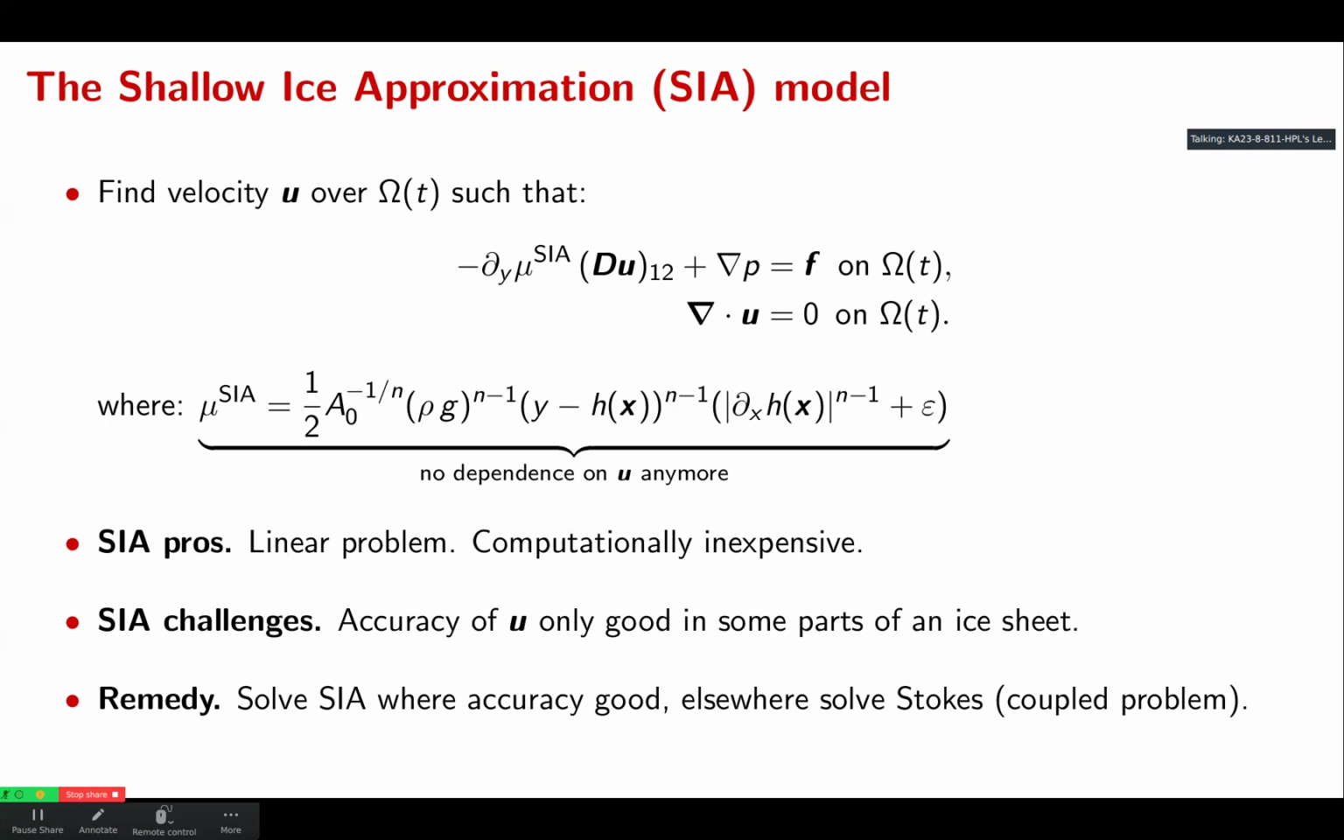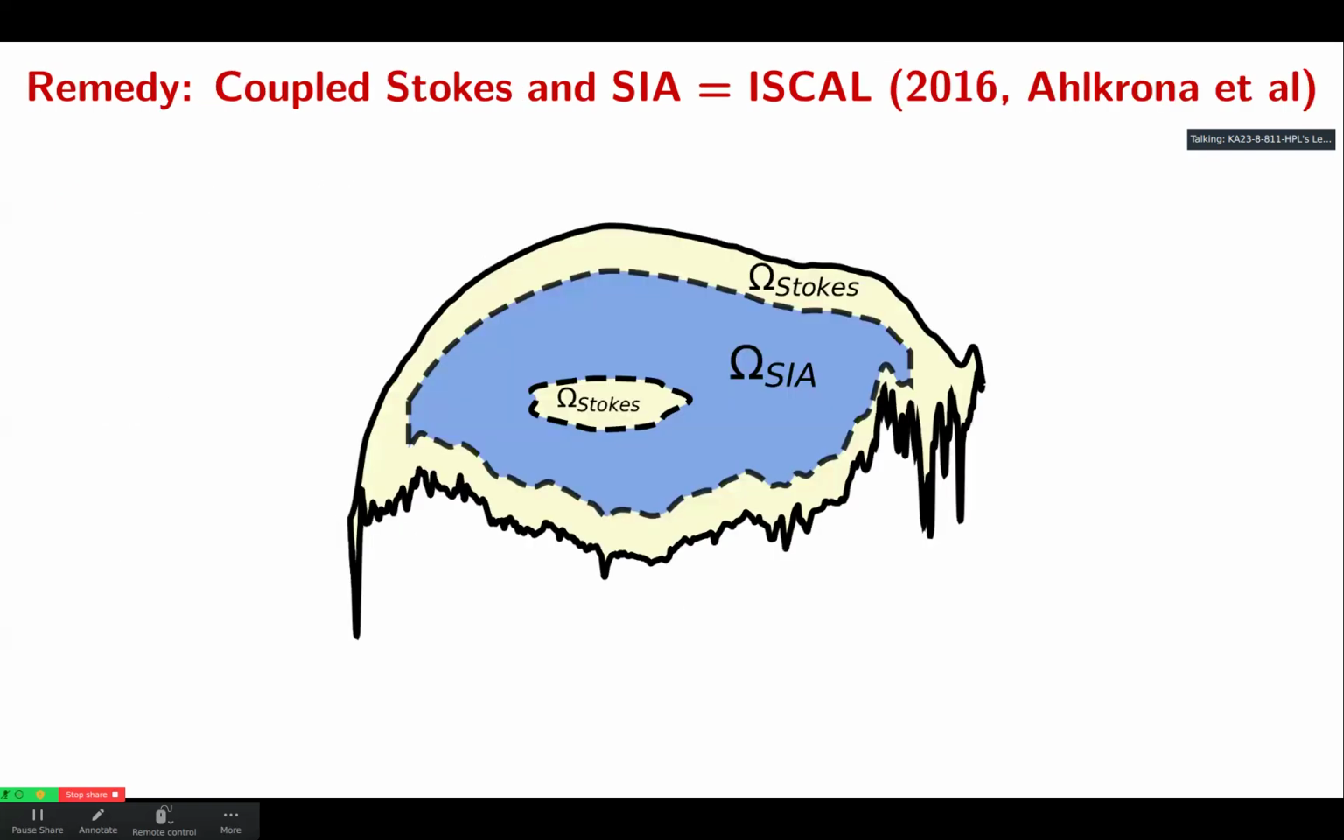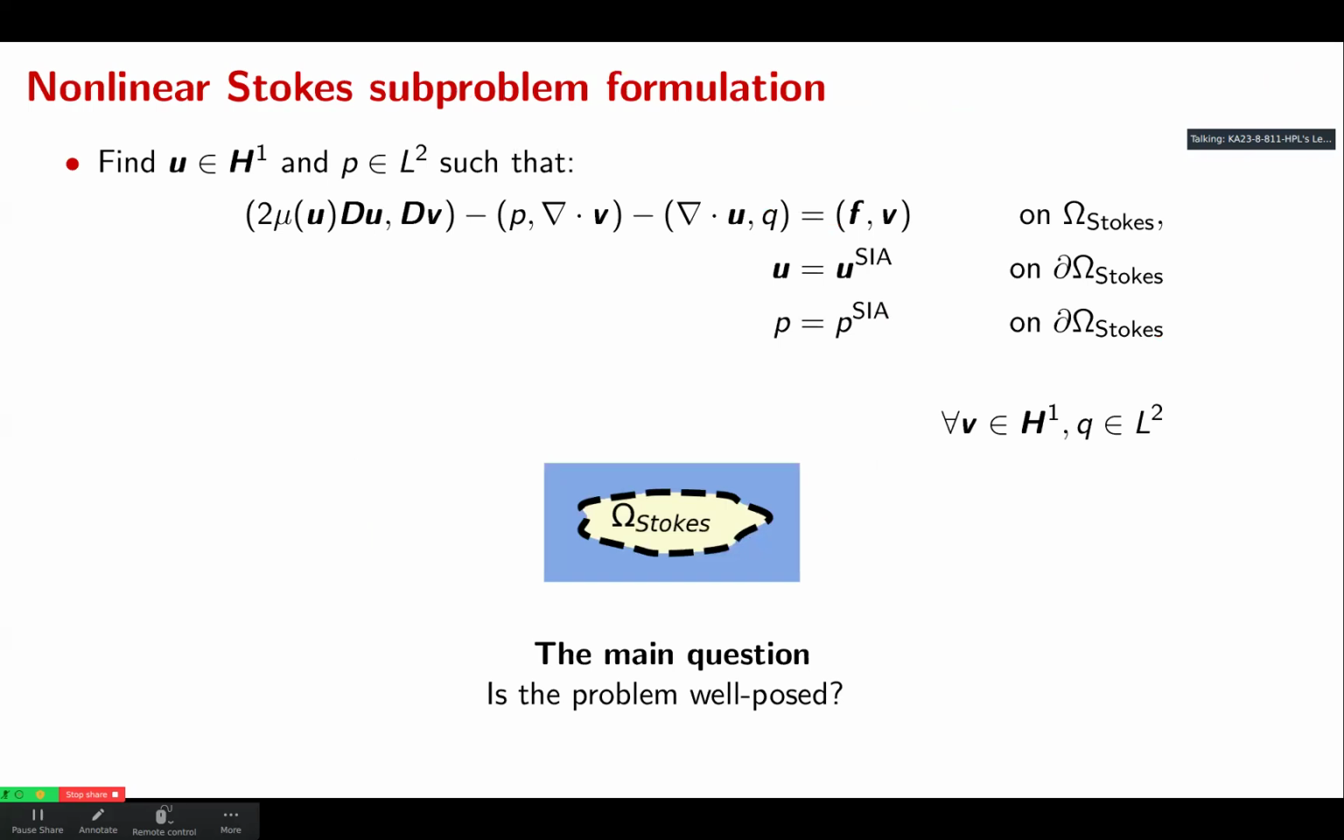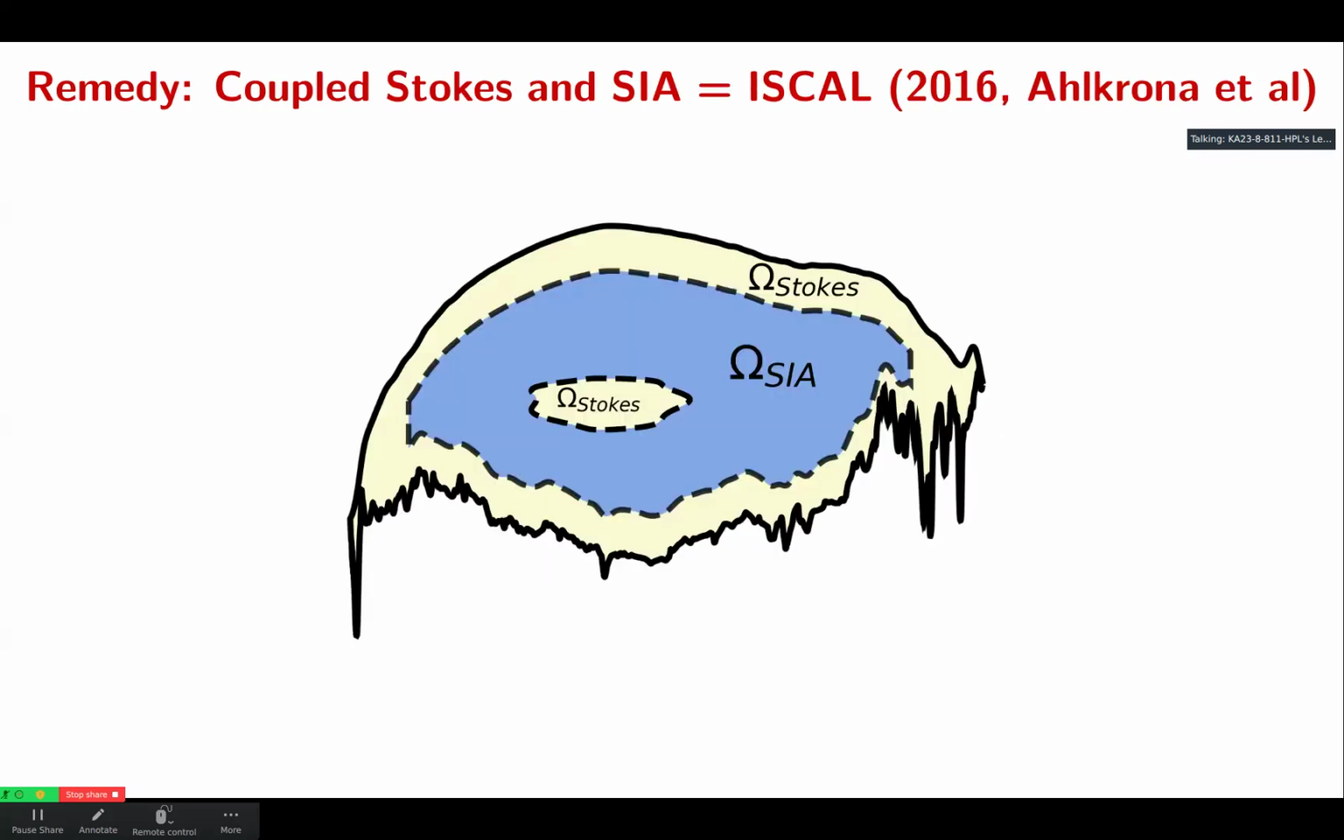And the remedy is to solve that model where accuracy is good, but solve this one, the Stokes problem, elsewhere and do the coupling. And this is not exactly representative of which are the accurate regions for the shallow ice approximation model. But the point is that over this 2D slice of Greenland, we, for example, want to solve the shallow ice approximation everywhere because it's so cheap to compute. But then we want to, in particular, resolve for the velocities in this Stokes region over here, where we impose the Dirichlet boundary conditions from the shallow ice approximation model when computing the solution of the Stokes problem.